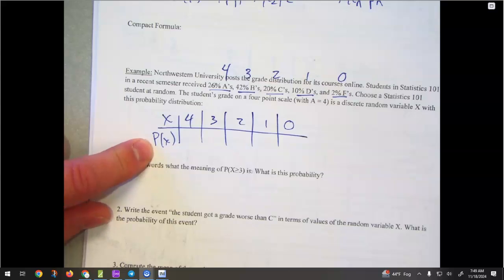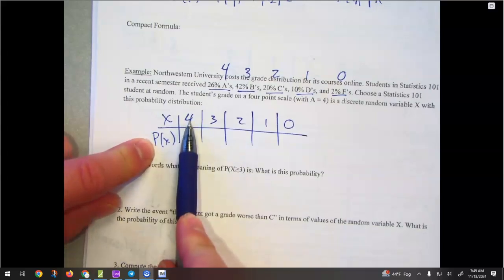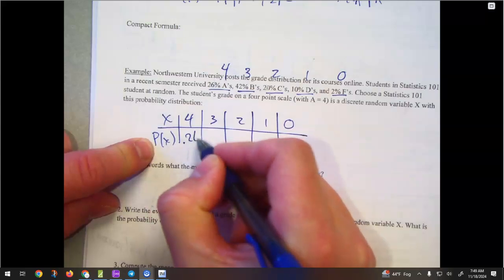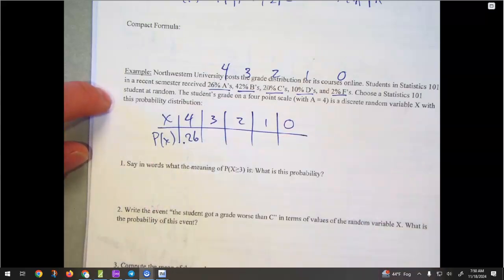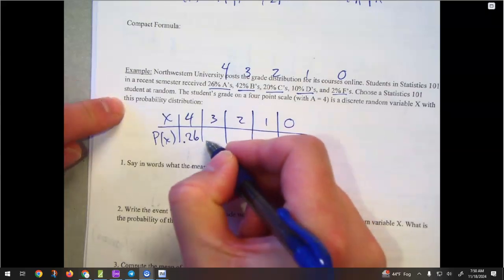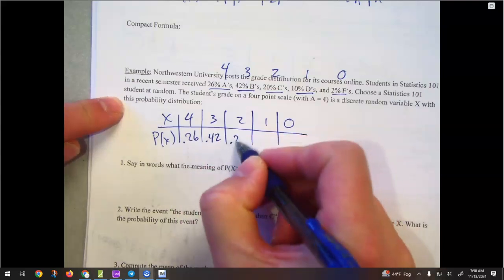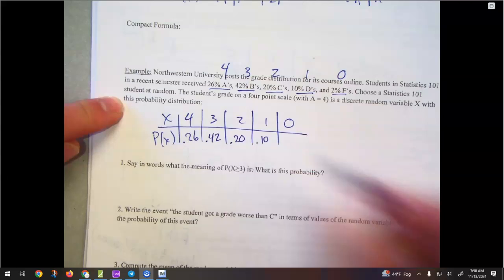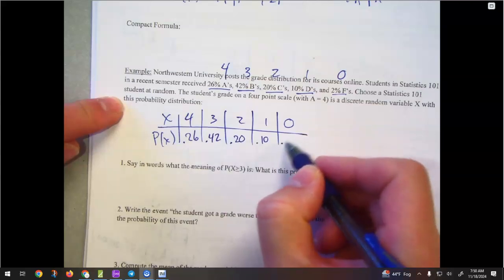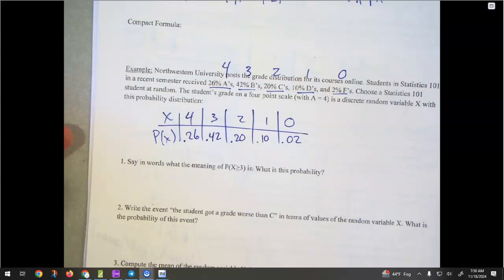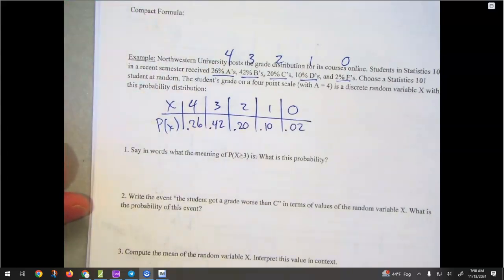I don't know the probability of each outcome. So the probability of a 4, which is an A, is 0.26. So go ahead and fill the rest of that out. Let's just put in the probability. And then let's look at the question.